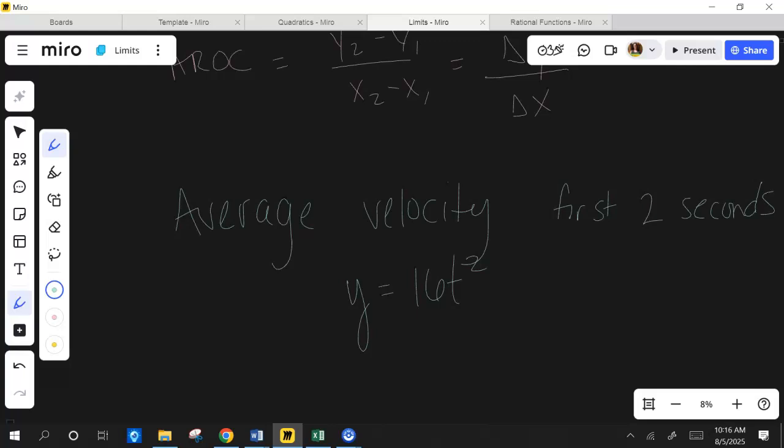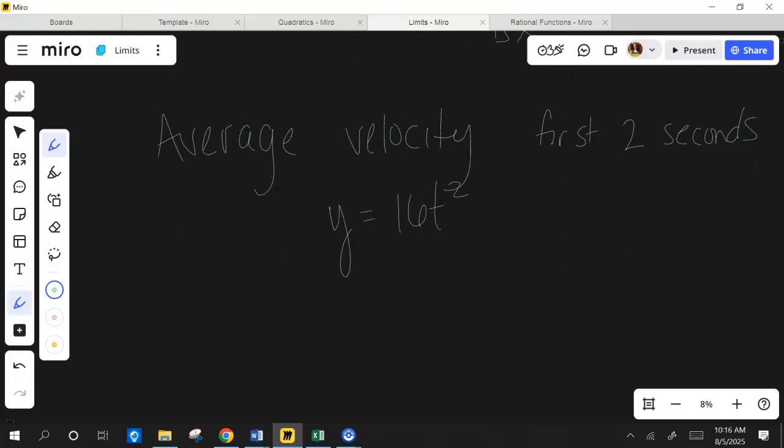When objects fall from rest, we say that they fall at 16 t squared. T is your time in seconds. This is going to tell me how many feet it falls over so many seconds. So if I want to know the average over the first 2 seconds, I'm going to find where it is at second 0, and then where it is at second 2, and find the slope between the two, because it's going to give me an average rate of change, right? Because that's what slope does. Does that make sense to everybody?